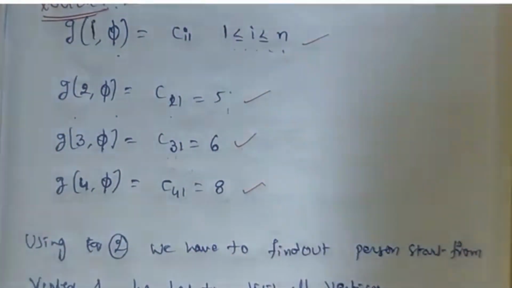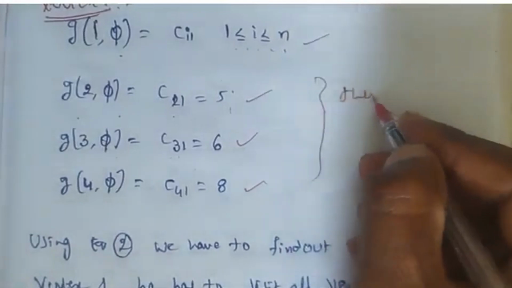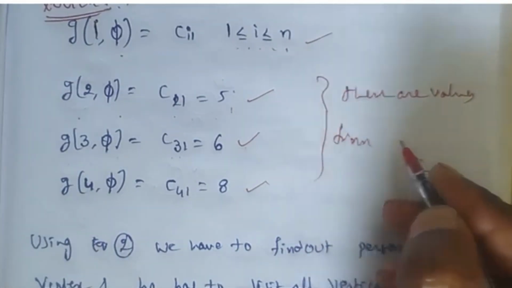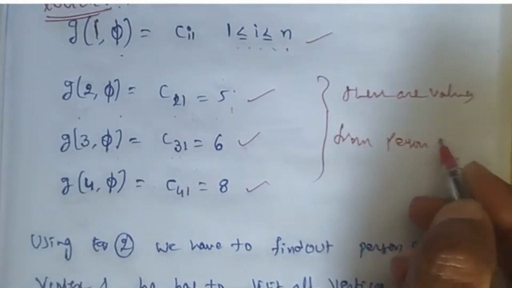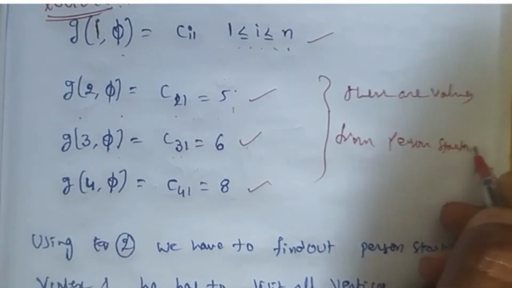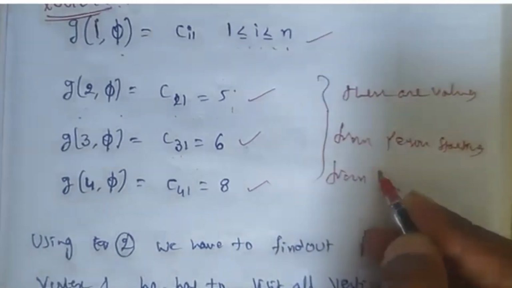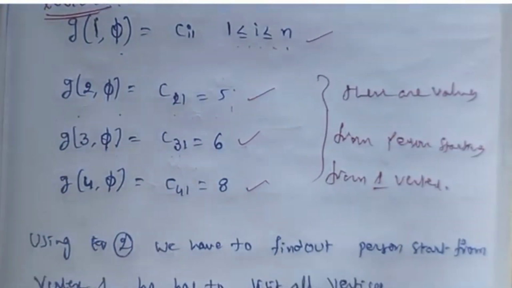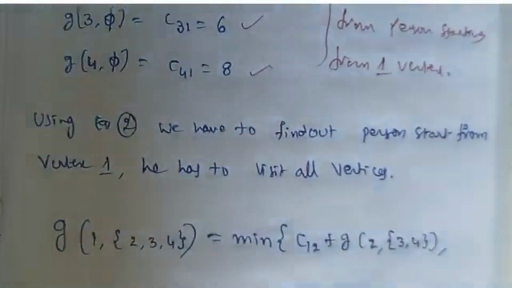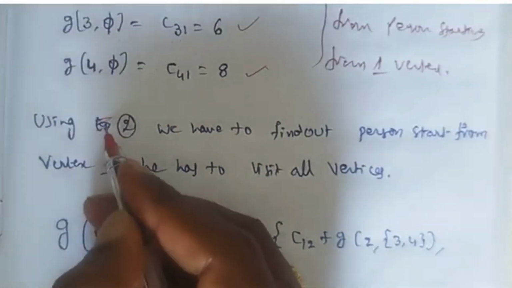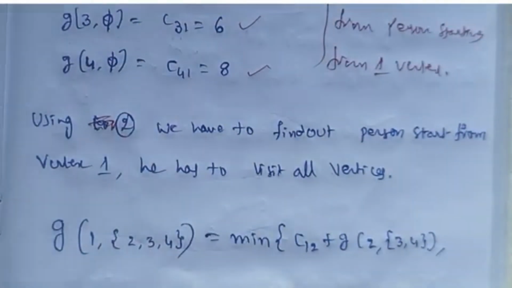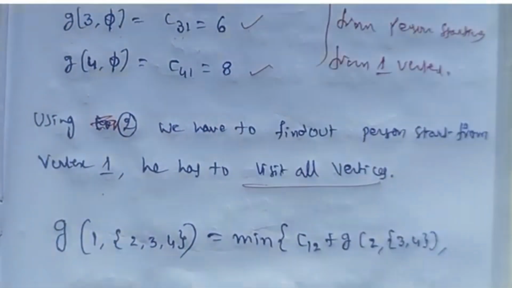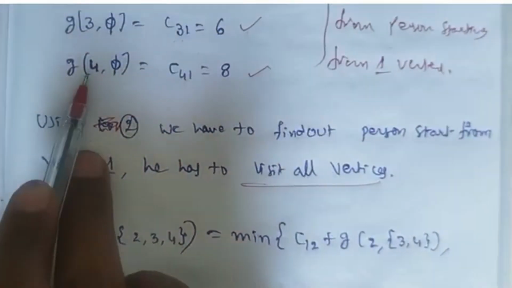Okay, now what about these values? These are the values starting from the first vertex. Now using the second equation, we have to find out, for a person starting from the first vertex, he has to visit all the vertices. Okay, these are the initial values.